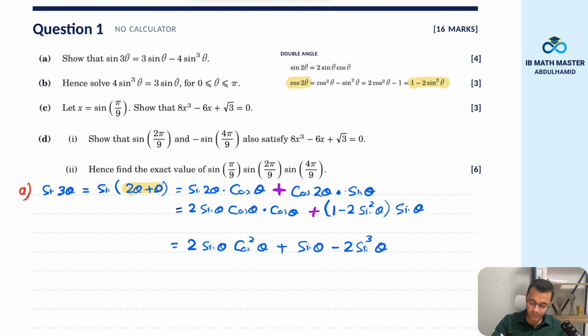Now, one problem left. Here we have cosine. All of them are fine except for this cosine squared. You know that from the Pythagorean identity, cosine squared is 1 minus sine squared. That's why I will replace the cosine squared here. So 2.